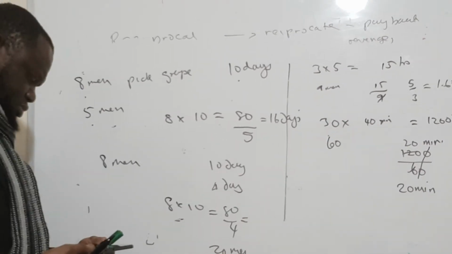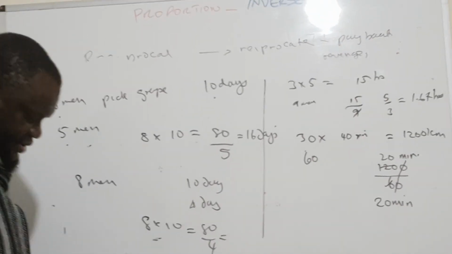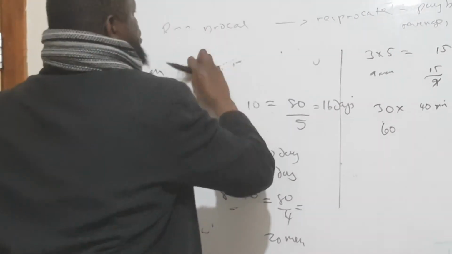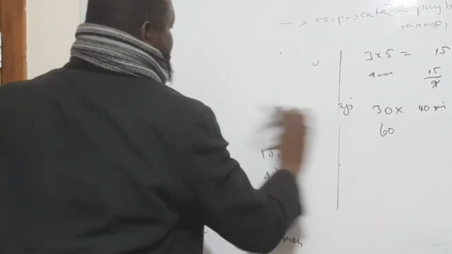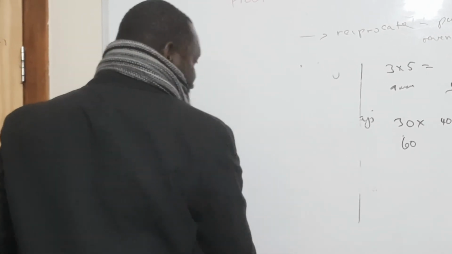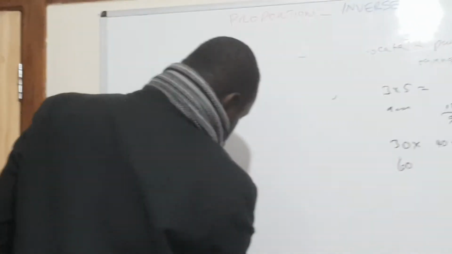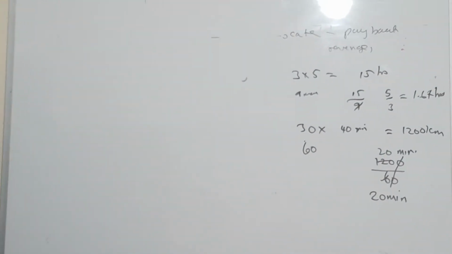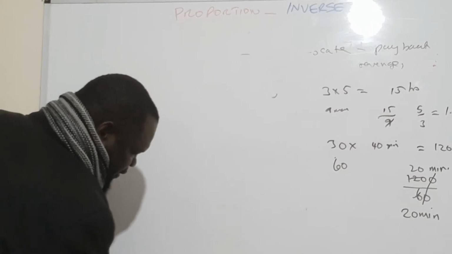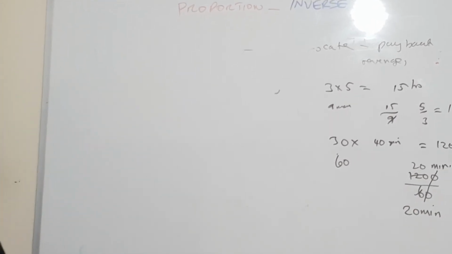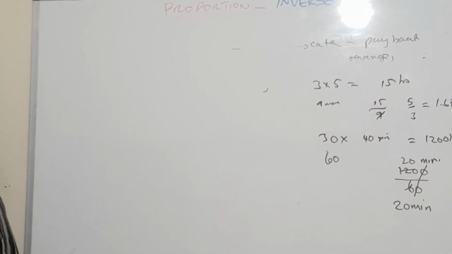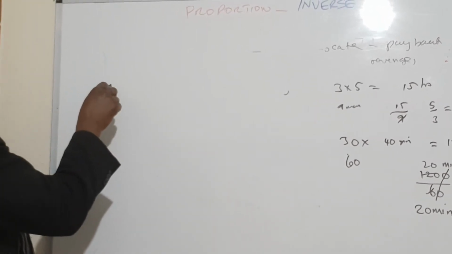It's easy. Now, what is similar to this is called variation. We are not going to do variation now because we have not done algebra. I want to wait until we do some algebra and then do variation.